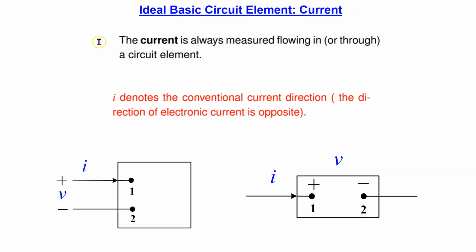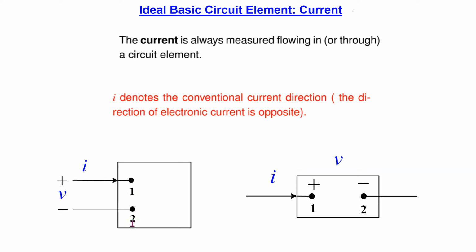Recall that the current is always measured flowing in or through a circuit element, and current flow has a direction associated with it. In the symbol for the ideal basic circuit element, the arrow denotes the direction of the conventional current I. Thus, in this case, conventional current or positive charge is entering terminal 1 and leaving terminal 2.